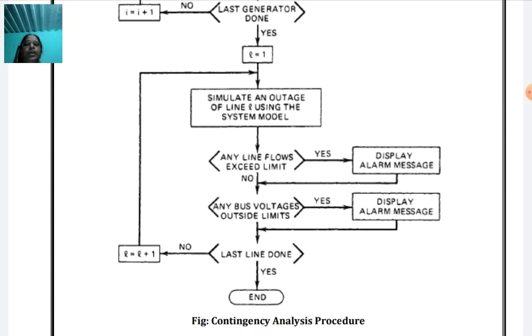Why are we mainly checking the line flows and bus voltages? Because if the load varies or the generation varies, or any fault occurs in the line, the line flow changes. Line flow means power flow, maybe the reactive power flow or the real power flow. Therefore we first check the line flow, and next the bus voltages.